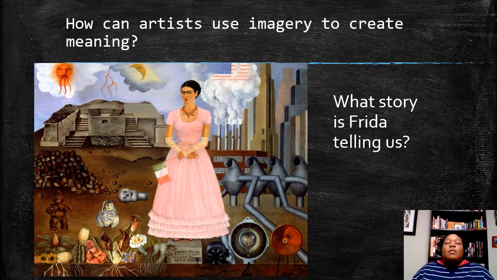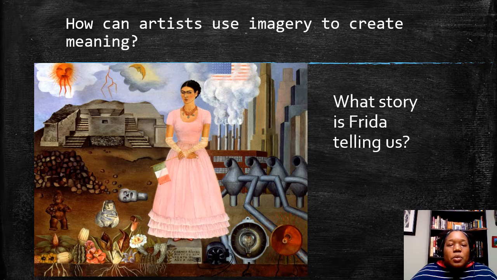So thinking about what artists do to create imagery that has meaning, we're going to look at the artwork of Frida Kahlo. And looking at this artwork, what kind of details did she add in to create a meaning for this artwork, or to try to convey what she was thinking about to us as her viewer? There are some important details here that help us think about this story.